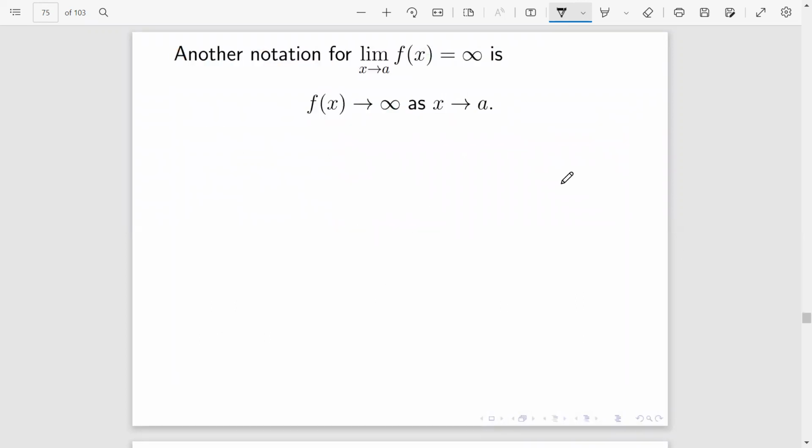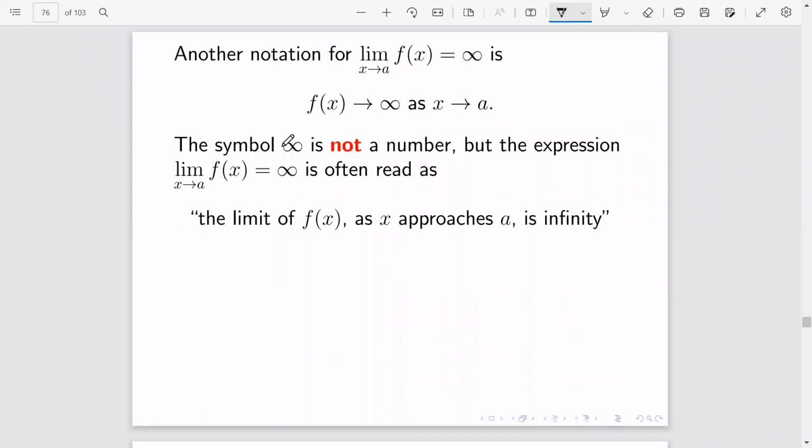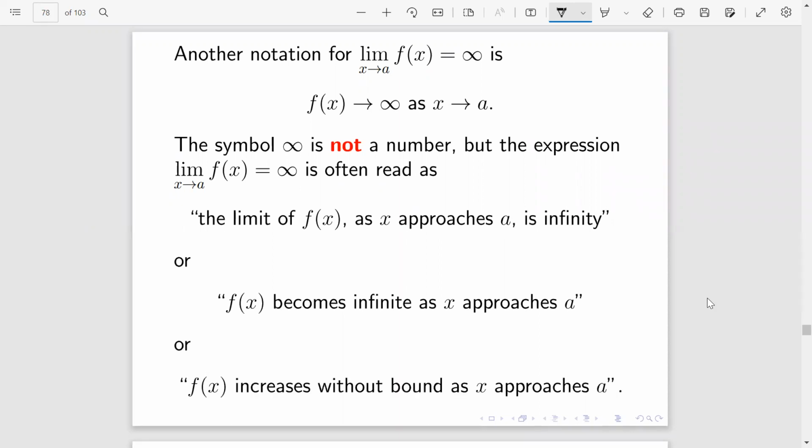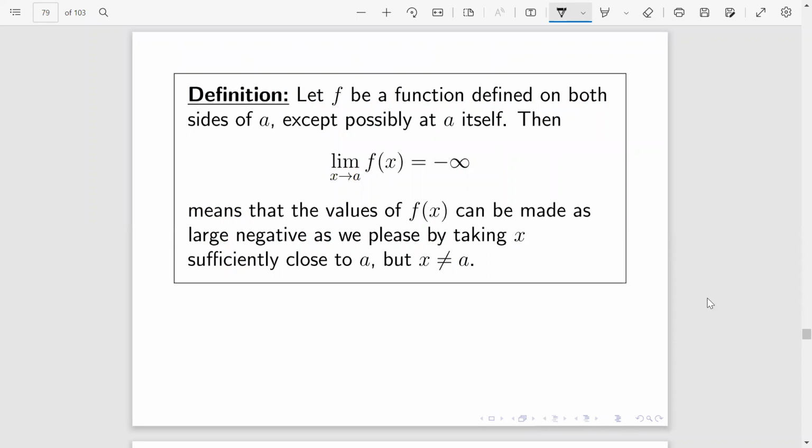Another notation: we say that f of x goes to infinity as x approaches a. That's one way of looking at it. And again, remember that infinity is not a number, it's just an expression to say that the number becomes bigger and bigger and bigger. I hope that makes sense. So we say that f of x becomes infinite as x approaches a, or f of x is increasing without bound, meaning it just keeps on increasing and increasing as x approaches a. So this is when we say that the limit is infinity.